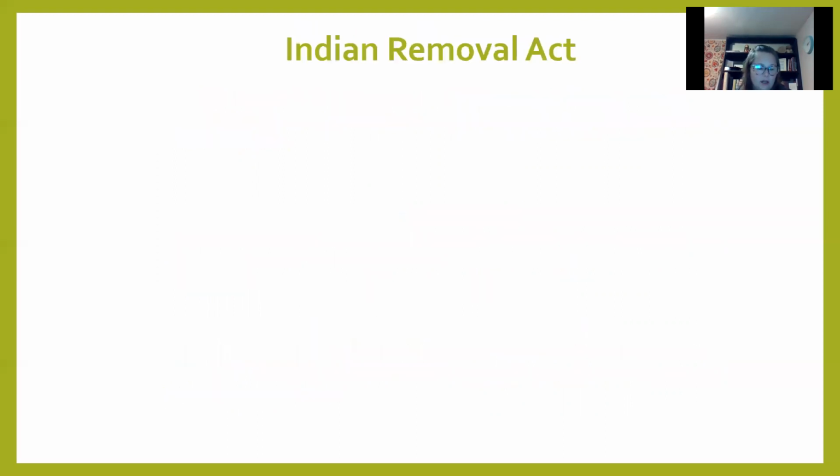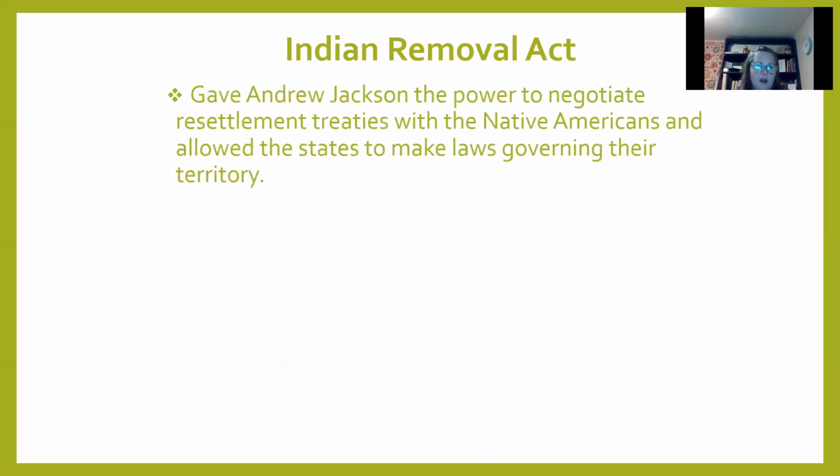All right, so now we're going to talk briefly about the Indian Removal Act. If you have learned anything about it, it is horrific. It is a horrific stain in America's past, like so many others. So what was it? It gave Andrew Jackson the power to negotiate resettlement treaties with the Native Americans and allowed the states to make laws governing their territories.